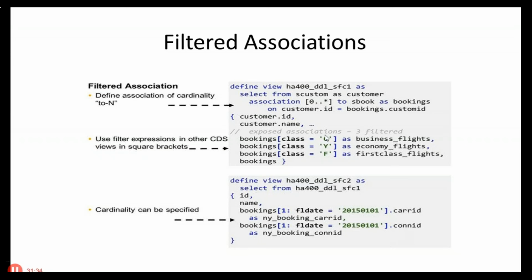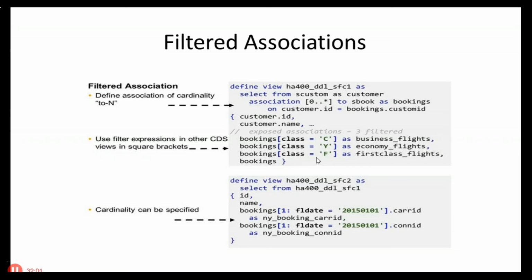Okay, so we have this for filtered associations. In the filtered associations, again we have when class is equal to C, class is equal to Y, class is equal to F. So again, within that association bookings, we can write this condition: when in bookings, when class is equal to C as business flights, bookings when class is equal to Y as economy. So what are we doing?